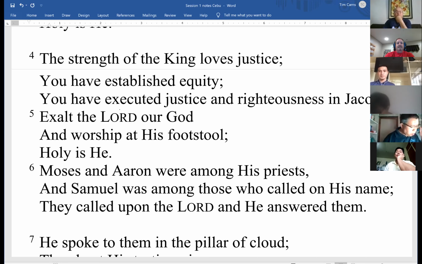Moses and Aaron were among his priests, and Samuel was among those who called on his name. They called upon the Lord, and he answered them.